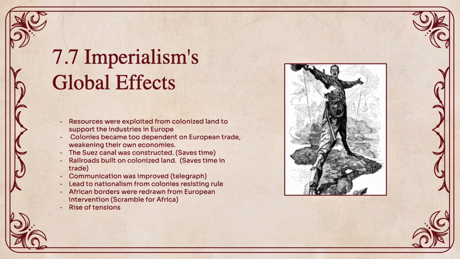So this would mean local uprisings and revolts against colonial rule, along with violent European repression of resistant movements. Okay, so this is 7.7, Imperialism's Global Effects. So resources were exploited from colonized land to support the industries in Europe. European countries were like vampires to the colonies and were just sucking out all of the resources and putting in their own features and influence inside of the colonies. In turn, the colonies became way too dependent on European trade and overall started weakening their own economies. But that wasn't the only bad thing that came out of that.